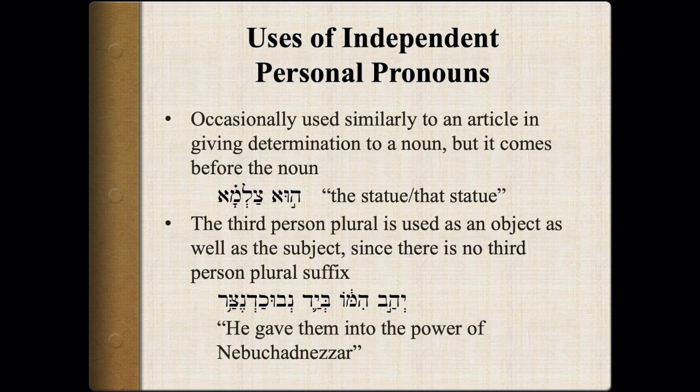One odd thing about Biblical Aramaic is that the third person plural pronoun is used as an object as well as a subject, since there is no third person plural suffix. So here we have Yahav, he gave them. Instead of adding a pronominal suffix to the verb Yahav, the himo occurs as a separate word. This is just kind of an oddity of Biblical Aramaic.